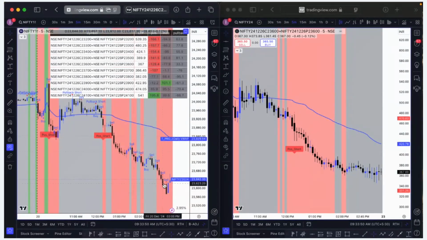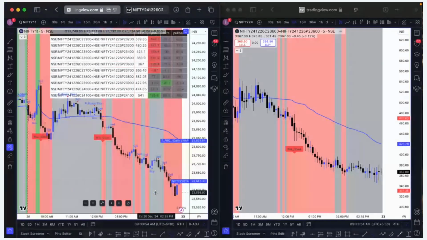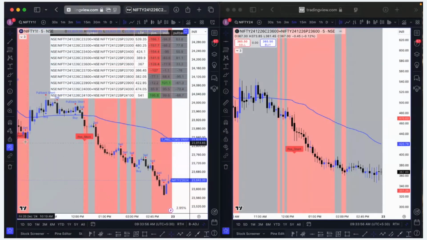Now the next destination is 23,600. This is my view. It may be right or it may be wrong. That doesn't matter here. But at this point of time, my view is that if this low is taken out, the next support is at around 23,600. So when this low is broken, I would rather trade the 23,600 straddle instead of the 23,800 straddle.